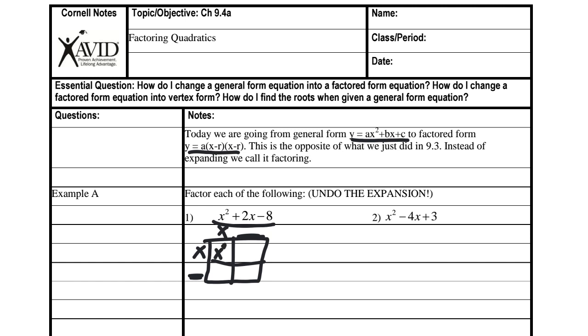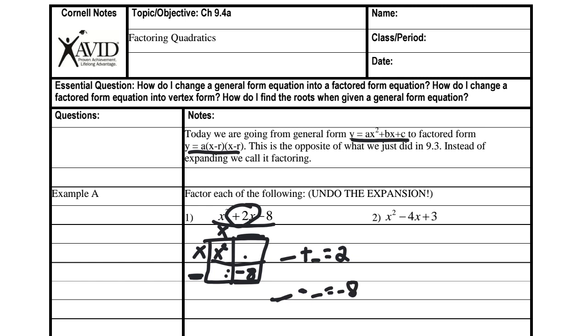So we knew that x squared went in the top left. We knew that negative 8 went in the bottom right. And then in these two boxes, this is the two numbers that add to 2x. So somehow we got to figure out what numbers add to 2x, but also need to multiply to negative 8. So we're going to ask ourselves two questions. What two numbers, when we add them together, give us 2? And what two same numbers, when we multiply, get us negative 8?